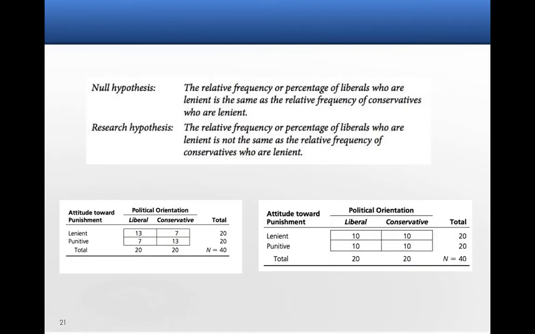So here's an example. We're going to look at whether the percentage of liberals who are lenient is not the same as the percentage of conservatives who are lenient. Here we've got our actual observed frequencies on the left. 13 liberals are lenient, 7 conservatives are lenient, 7 liberals are punitive, and 13 conservatives are punitive. That gives us a total of 40, an N of 40. If this were evenly distributed, it should be 10, 10, 10, 10.